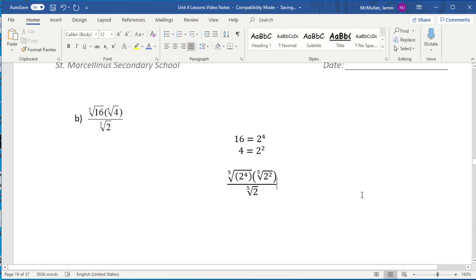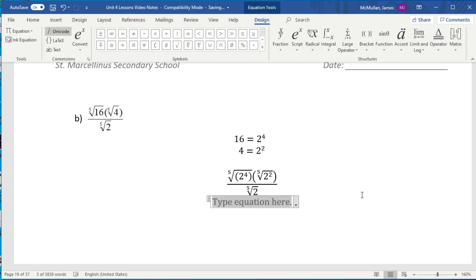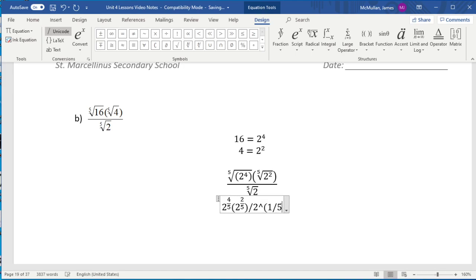Okay. Now, since they're all 2's, I can do some stuff to combine them together. Let's write them as fractions first. So the 2 is raised to the power of 4, and then you take the fifth root. The second part is 2 raised to the power of 2, and then take the fifth root, right? And then the bottom is 2 raised to the power of 1, with the fifth root.